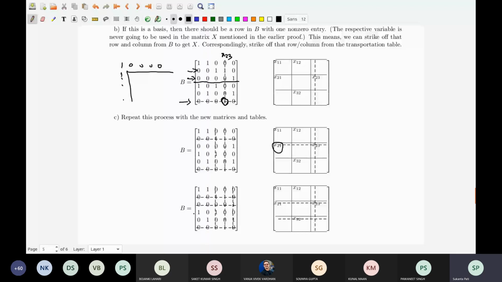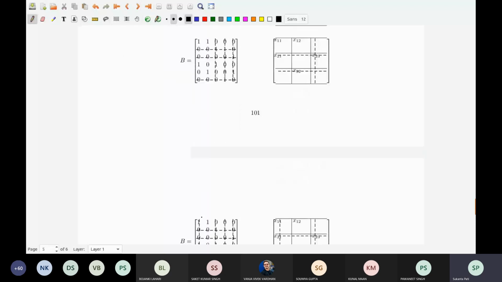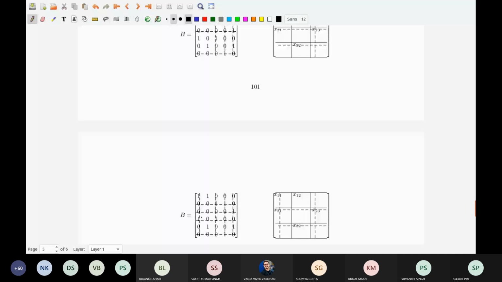I do not know what I have taken. I have taken the fourth row, and the fourth row corresponds to the first column. Remember that? So the first column, and then what remains is that you choose either the first row or the fifth row. Any one you choose.